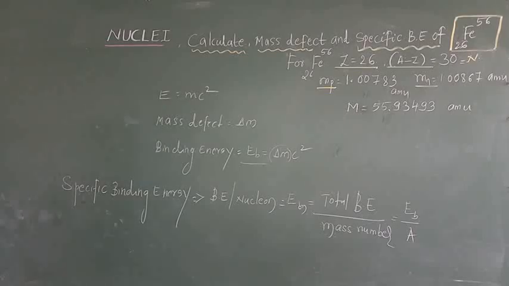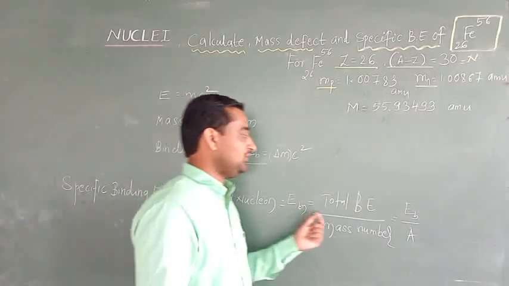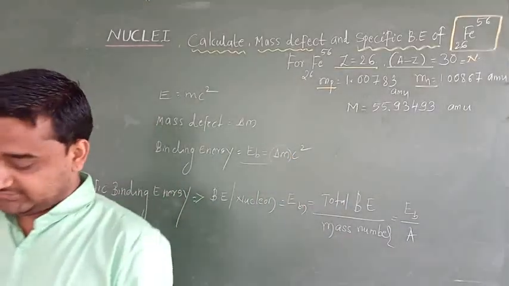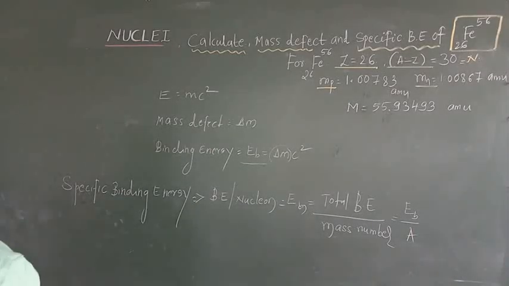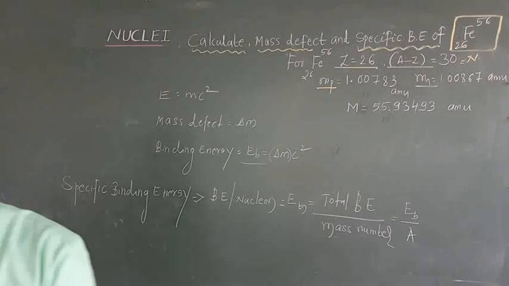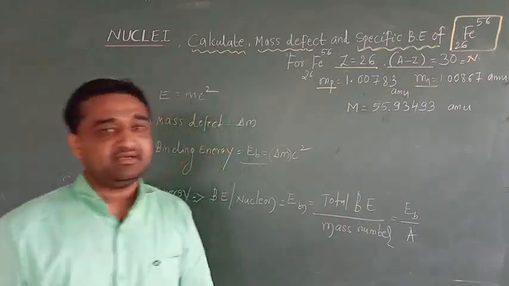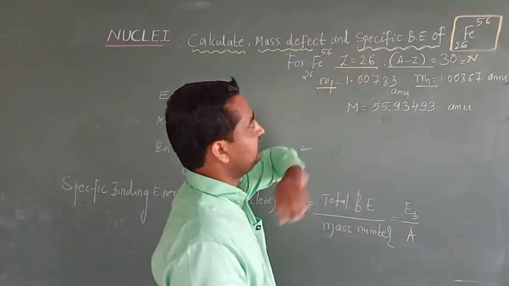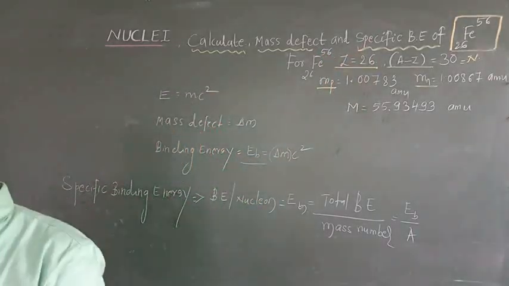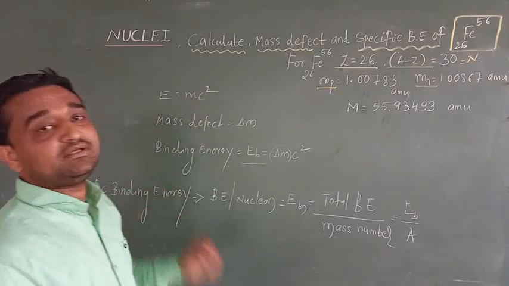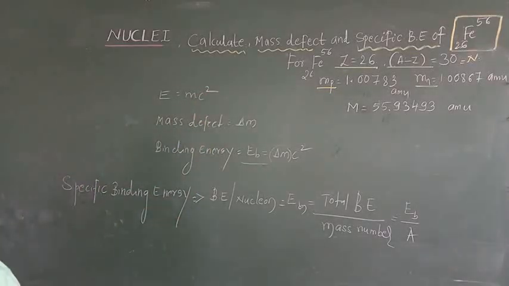The specific binding energy is equal to the ratio of the total binding energy of the nucleus to its atomic mass number. It's a very simple formula: binding energy per nucleon equals total binding energy divided by mass number. So let us take the example of the iron nucleus and calculate the specific binding energy. Before that, we have to calculate the binding energy, and to calculate the binding energy, the calculation of the mass defect is required.